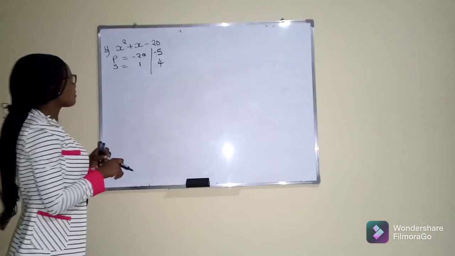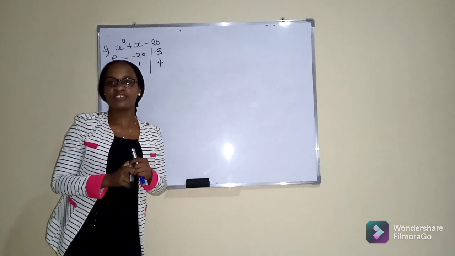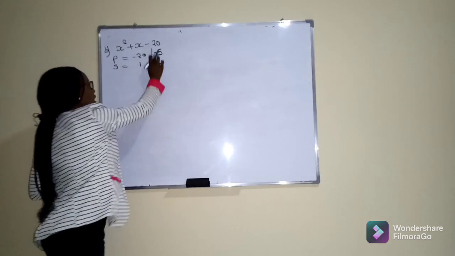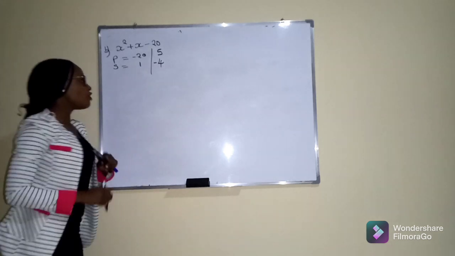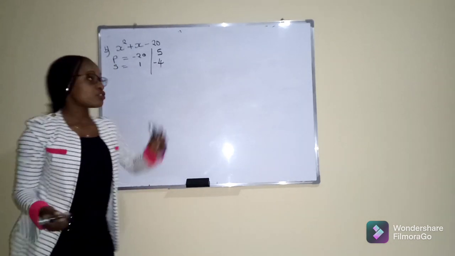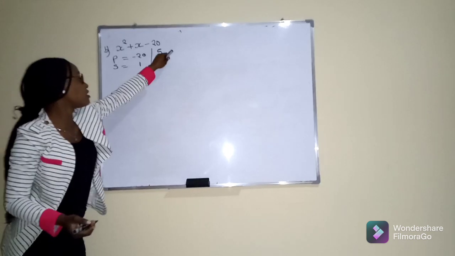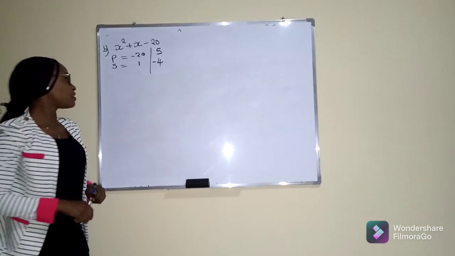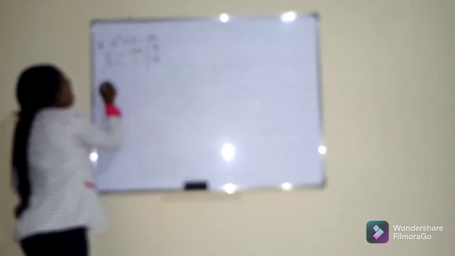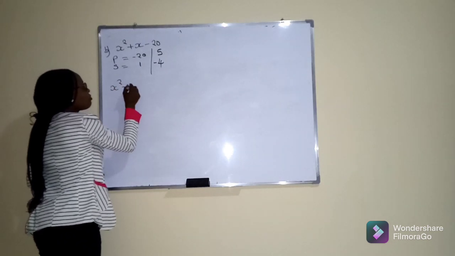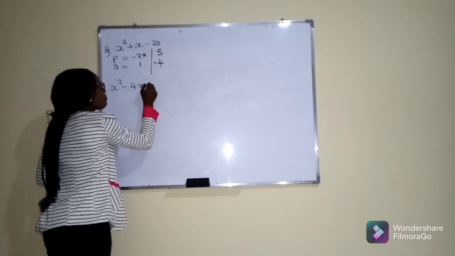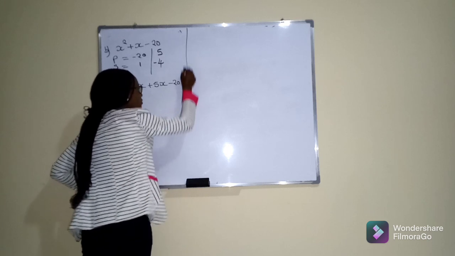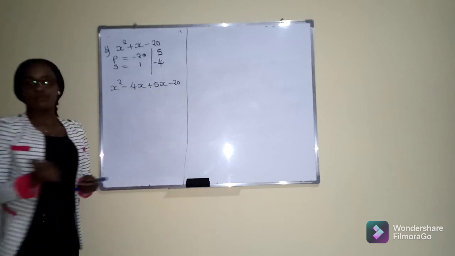Let's see. When we have such, does it give us what we want when we add the 2? When we add the 2, we're going to have a negative 1. So instead, 4 is supposed to be negative, so that after multiplying this and this, we're going to have negative 20. And when we add the 2, we're now going to have positive 1. So from here, we can now have x to the power 2 minus 4x plus 5x minus 20. Okay, so we are good to go.